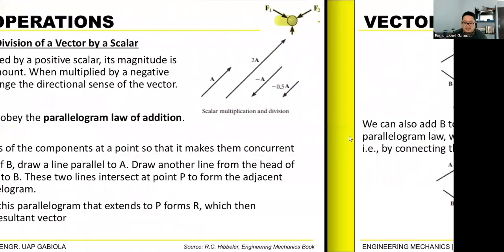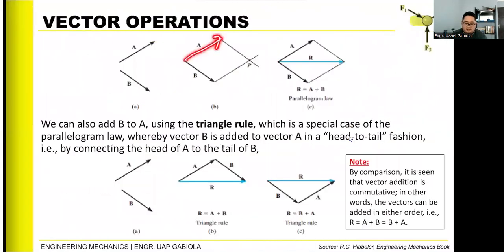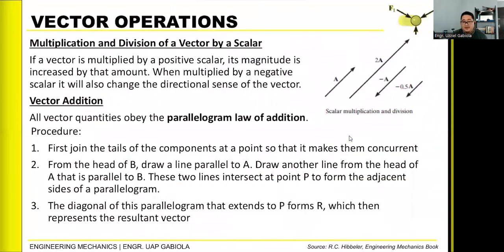As you can see here, this is the tail of A and the tail of B, placed on top of each other. So this is the point, and they are now joined. This is our first step. Okay? Next, the second step is from the head of B, draw a line parallel to A, then draw another line from the head of A that is parallel to B.